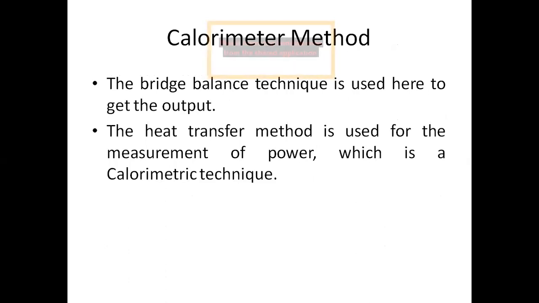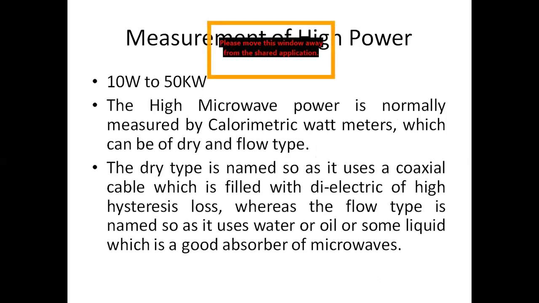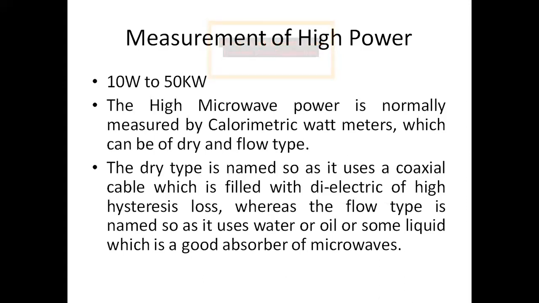In medium power, we use the calorimeter method. The heat transfer based on the calorimeter is used for medium power, and for the measurement of high power, that is 10 watts to 50 kilowatts, which is very high power, it is measured using a calorimeter as well as a watt meter. Medium power is measured only using the calorimetric technique, but high powers are measured using calorimetric as well as watt meters. These high power measurements may be dry or flow type.